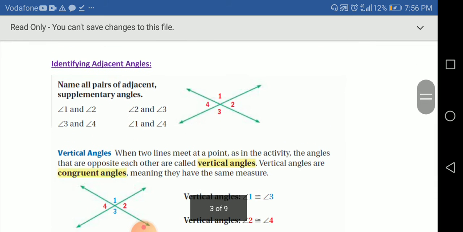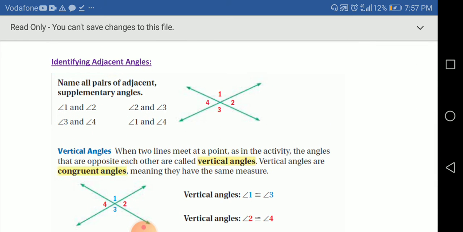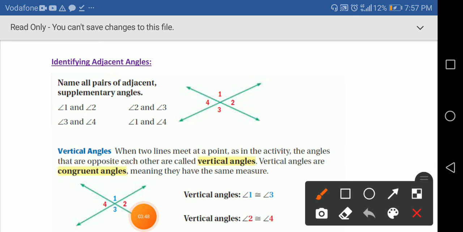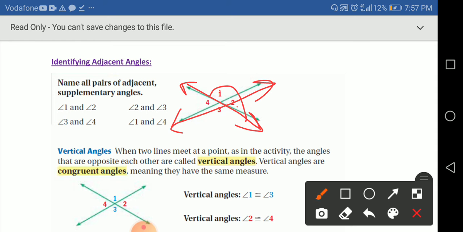Let's see by example. We have here identifying adjacent angles. Name all pairs of the adjacent and supplementary angles. What about 1 and 2? What do you think, guys? 1 and 2 are adjacent angles. Why? Because you have here a straight line and you have here an intersecting line. 1 and 2 are supplementary.